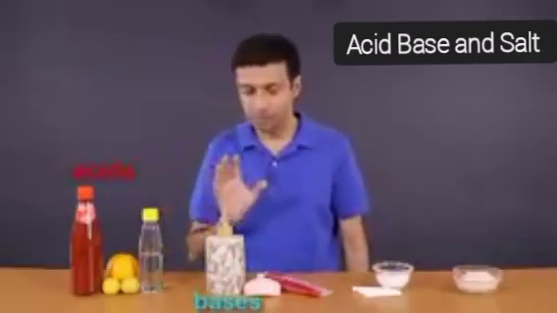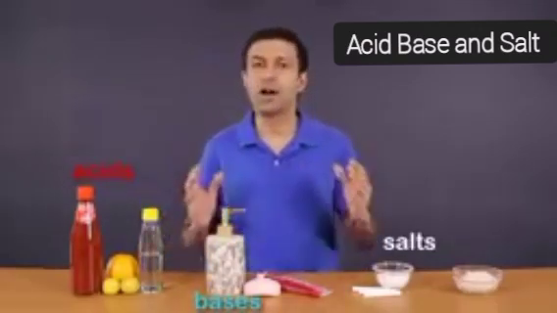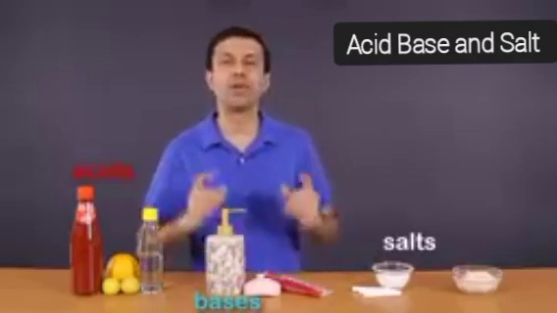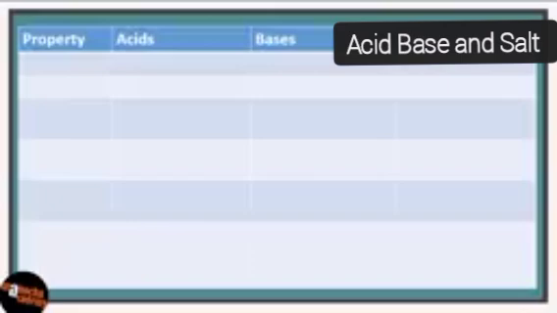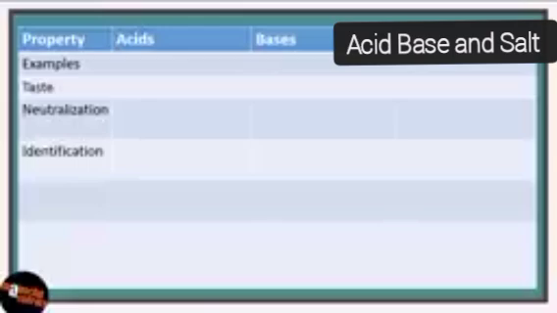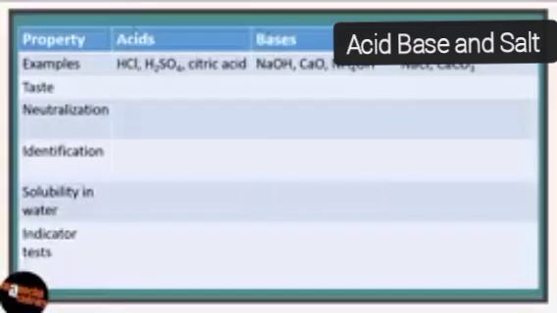Now that we have looked at some examples of acids, bases and salts, let's take a look at the properties of each and how they differ from each other. So let's build a table of differences together. The 6 important things we will look at are examples, taste, neutralization, how to identify acid, bases and salts, solubility in water and indicator tests. Let's start by filling in some examples of each. So when you think of acids, bases or salts, you can keep these simple examples in your mind.